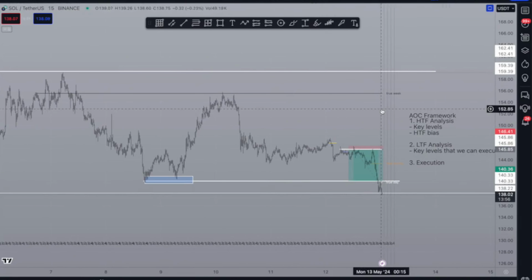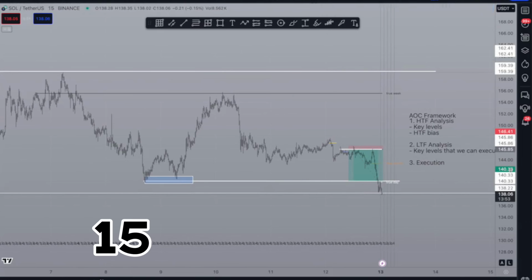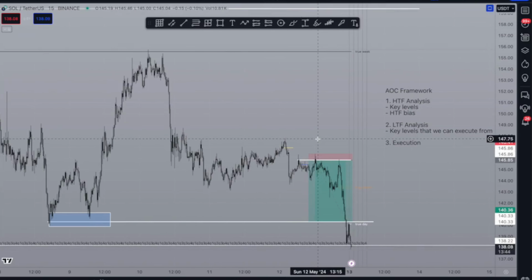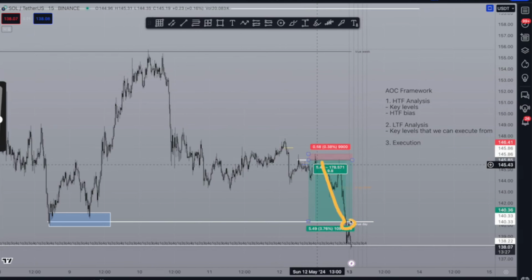What time frame do you want to execute from? In my case, it's the 15-minute, because I found the 15-minute chart to be a sweet spot where I'm able to take trades on an intraday basis and close them out within a couple of days. So the 15-minute chart is essentially my favorite short-term trading time frame, and most of the time the targets do hit like this within 24 hours.